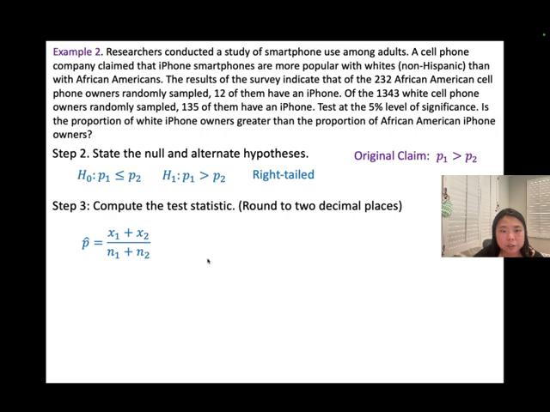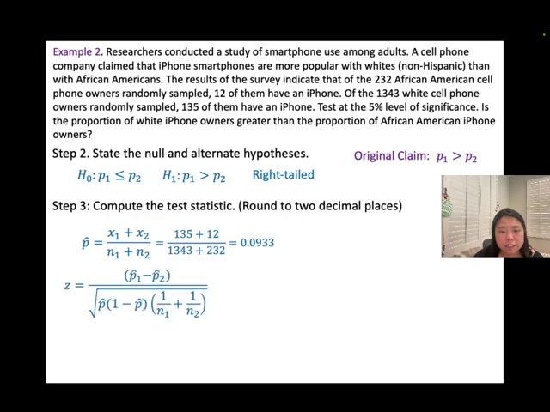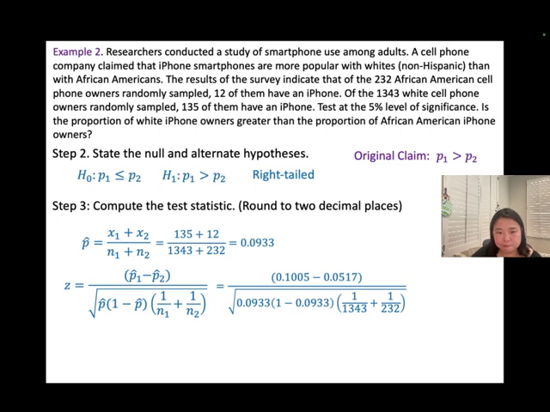Okay, find the test statistic. Plug in those numbers. Find out the pooled sample proportion. You're going to get this, 0.0933. Okay, test statistic. Plug into this formula. Okay, you're going to get 2.36.